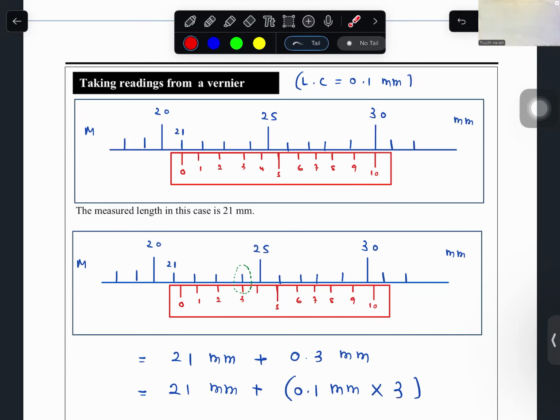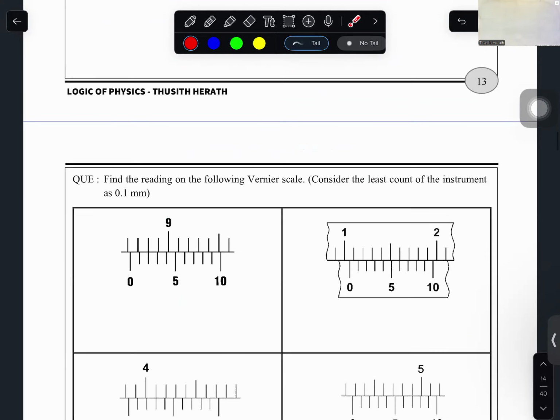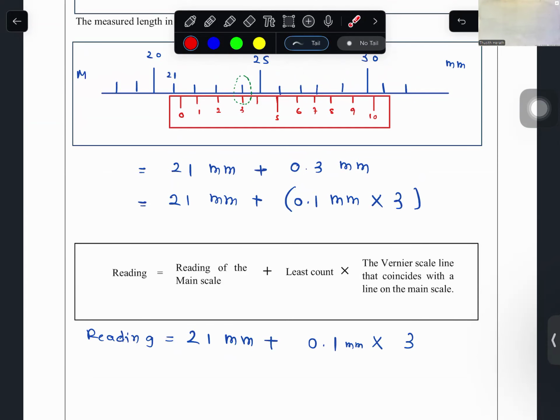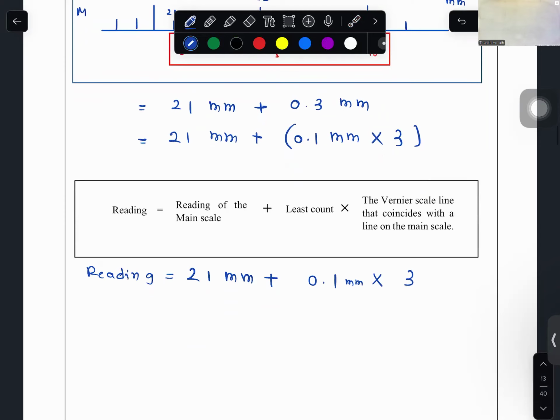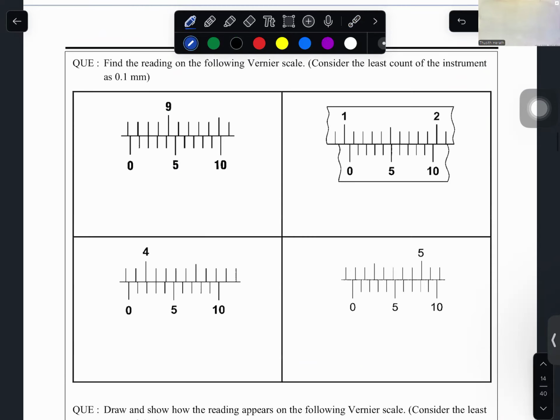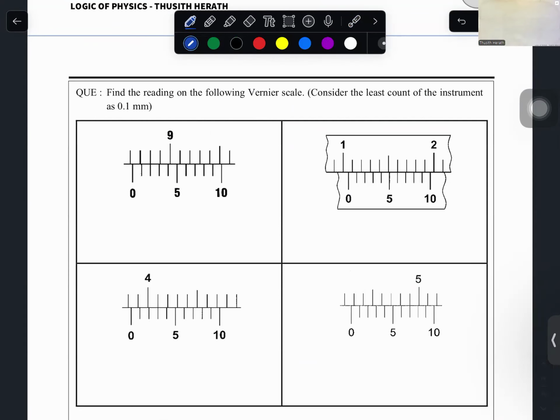Right. Next. Write this also again under the box. 21 plus 0.1 into 3. Also, we will write the reading. 21 millimeters plus 0.3 millimeters means 21.3 millimeters. Here's the reading. Okay, we will go for these examples. Right, let's do. Very simple, right?